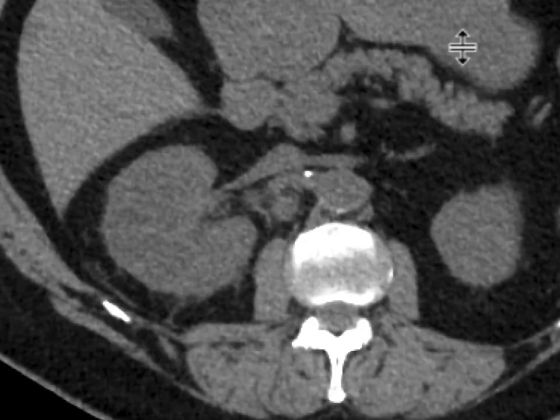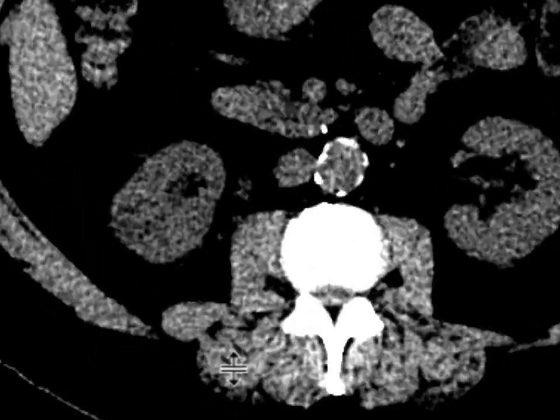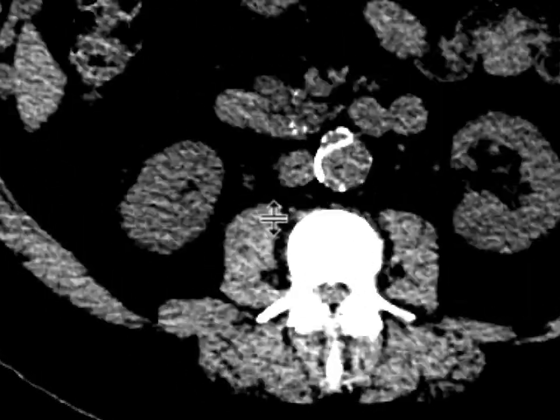And if you window it, or look at it without windowing, you can see there's lots of heterogeneity within the upper to interpolar region. The collecting system is difficult to see in that location, and the proximal right ureter also looks quite thick.